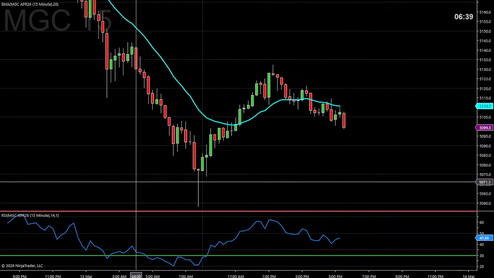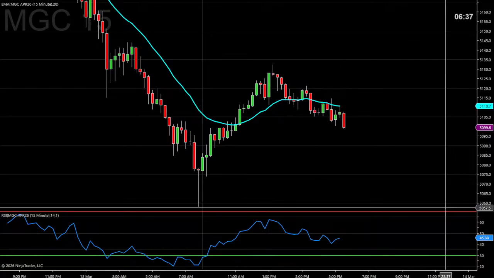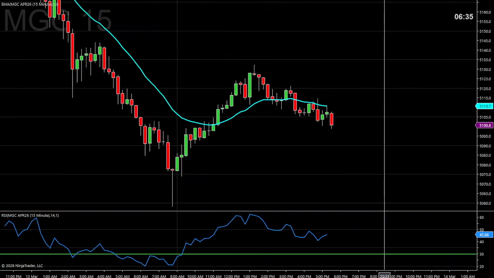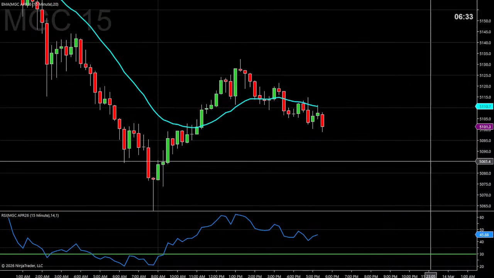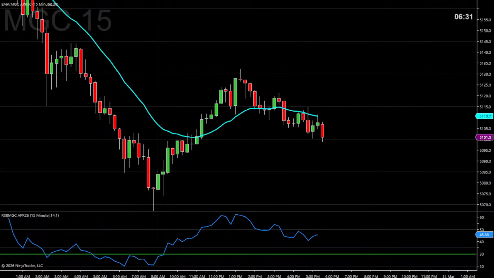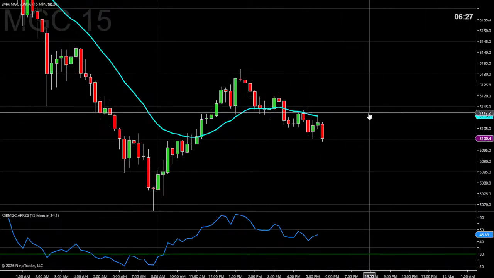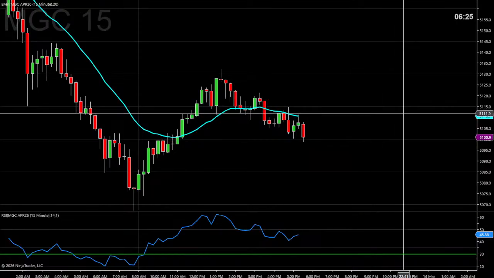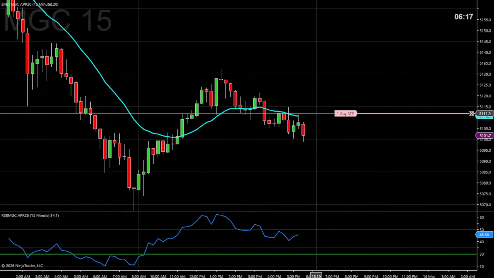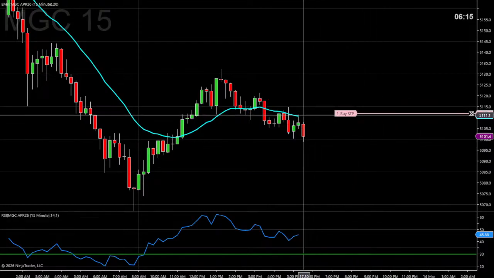Now, just looking for an opportunity to actually buy. I really, really want to go long. I think the best way to do this is probably just place a stop order when the market structure is broken up here.